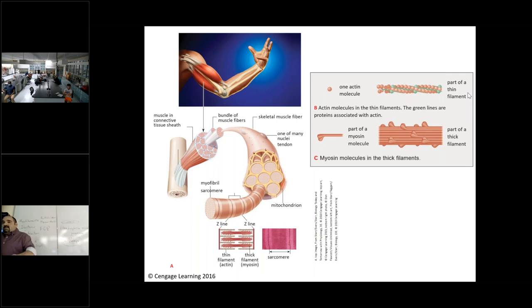And myosin has these golf clubs. The head of that golf club actually touches those little balls right here, those little actin myofilaments. It's comprised of those little structures, okay?